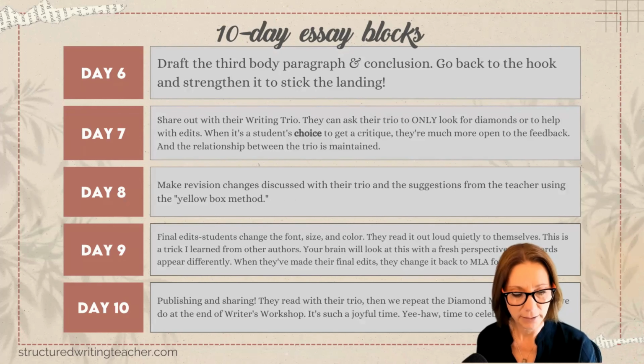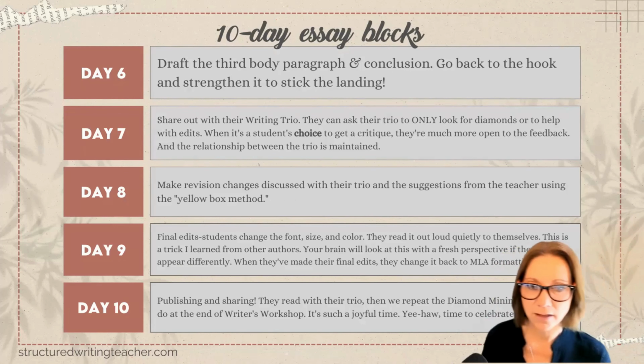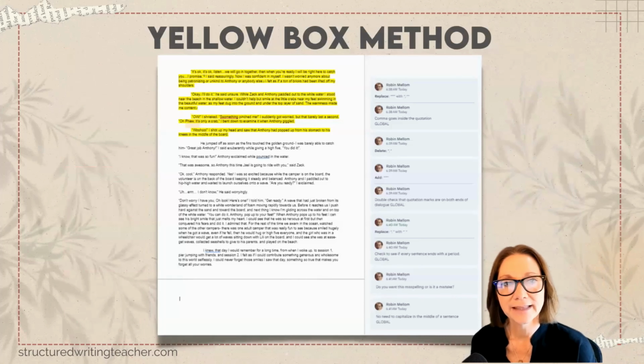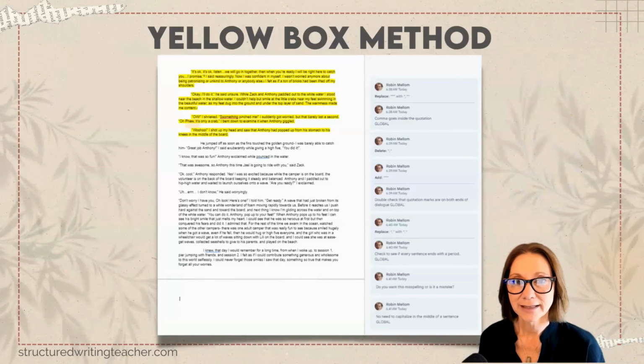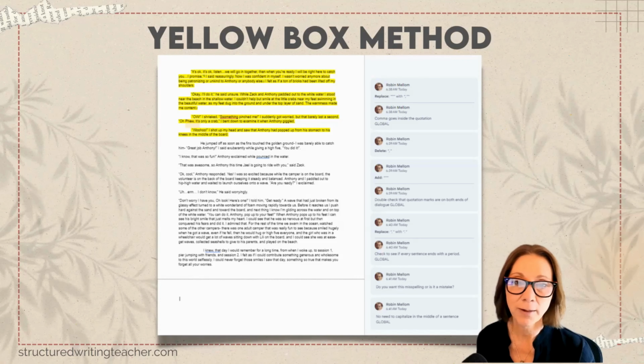You can do whatever you want, but a yellow box method. Basically, I do revision before they turn their work in on my end. I'll let you read through this. You can pause it and read that. But the yellow box method looks sort of like this. And the students highlight a section that they would like for me to take a look at, and they need to pick one that makes sense that they'll get the most out of because I don't repeat things for them.